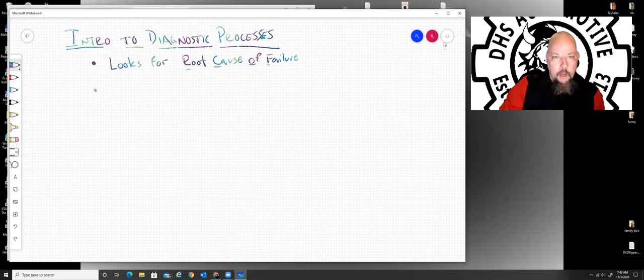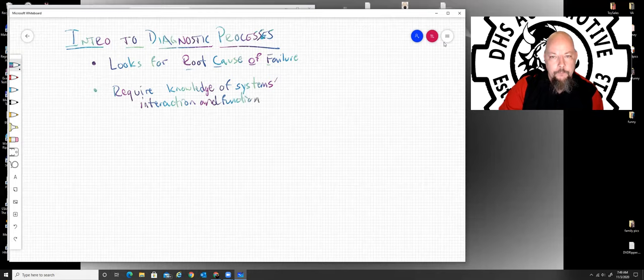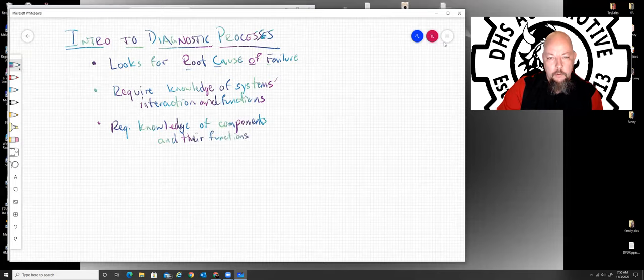So, as we're looking for the root cause of failure, you have to keep in mind, it's going to require the knowledge of systems' interactions. Notice I put the apostrophe after multiple systems here, okay? Knowledge of systems, interactions, and functions. It's going to require knowledge of components and their function. Plural functions, okay?